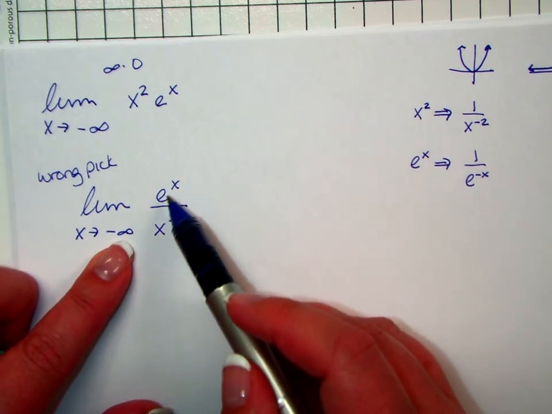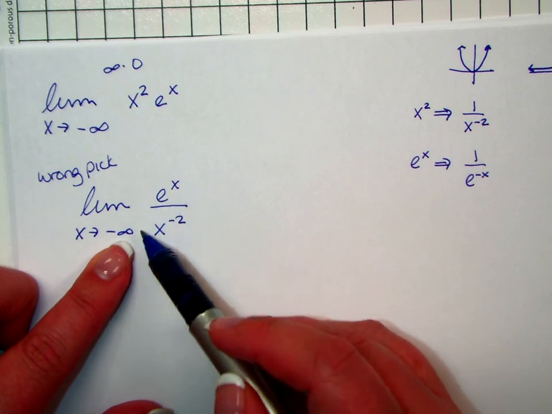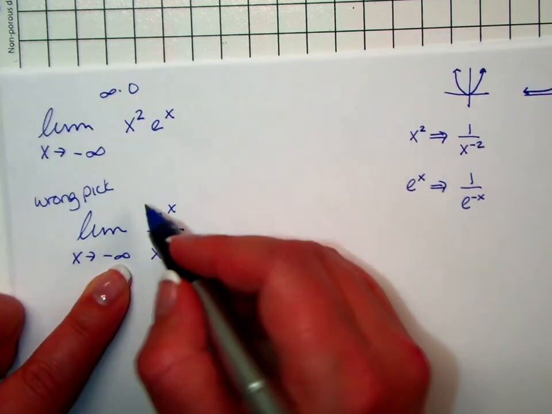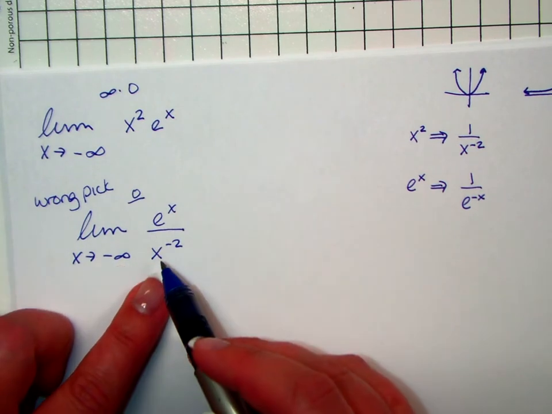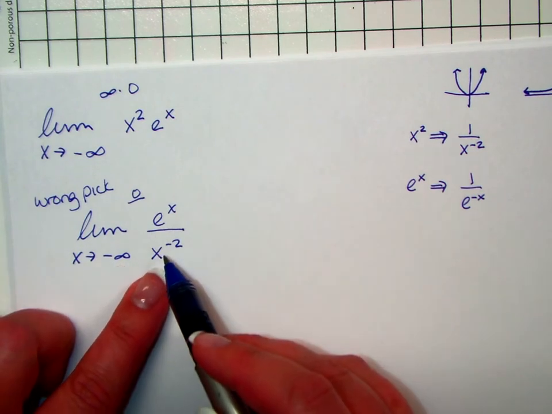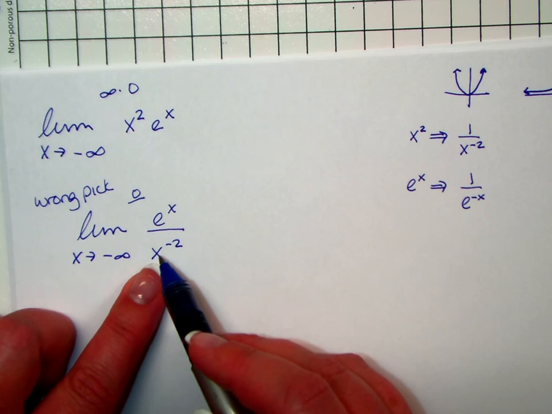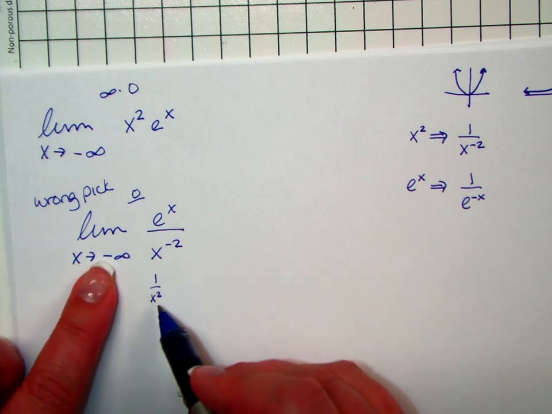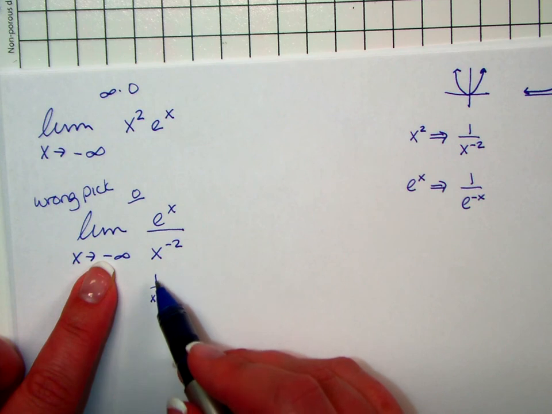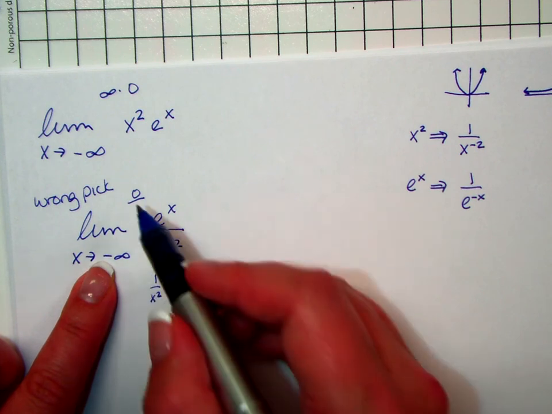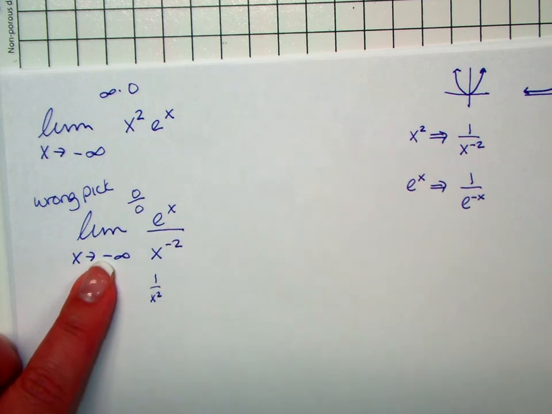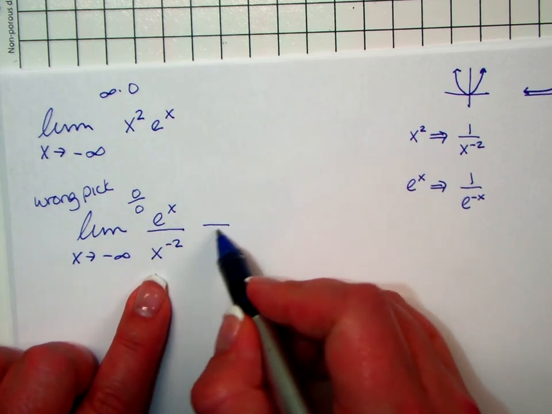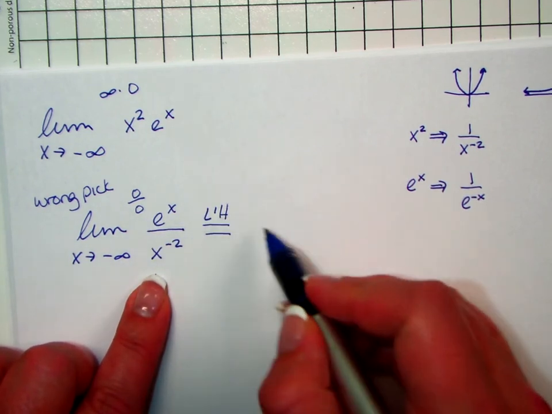So again, we're going to let x go to negative infinity. e to the negative infinity is 0, right? And this is 1 over x squared. If x is going to negative infinity, I'm going to get 1 over infinity, which is 0. So we are going to get 0 over 0 here. All right, so it is L'Hopitalable, so I am going to go ahead and take the derivative.